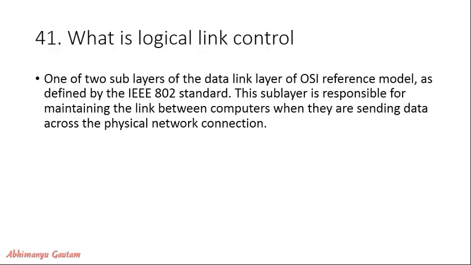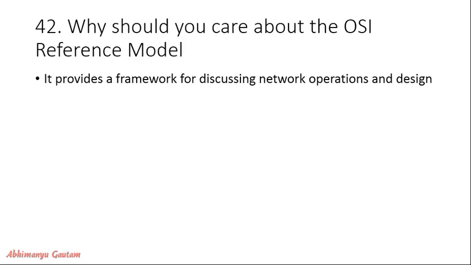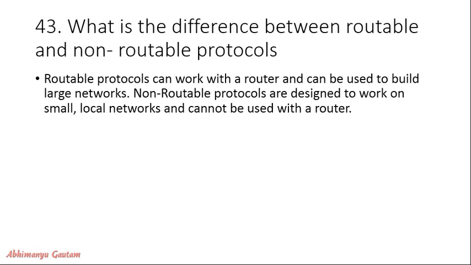What is logical link control? One of two sublayers of the data link layer in the OSI reference model, as defined by the IEEE 802.2 standard. This sublayer is responsible for maintaining the link between computers when they are sending data across the physical network connection. Why should you care about the OSI reference model? It provides a framework for discussing network operation and design.